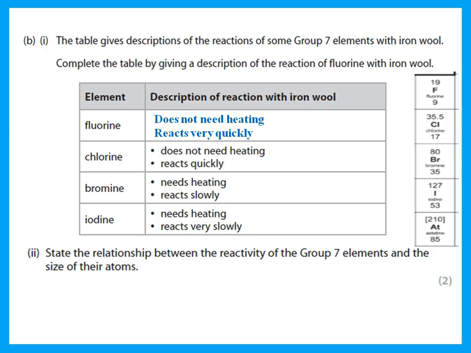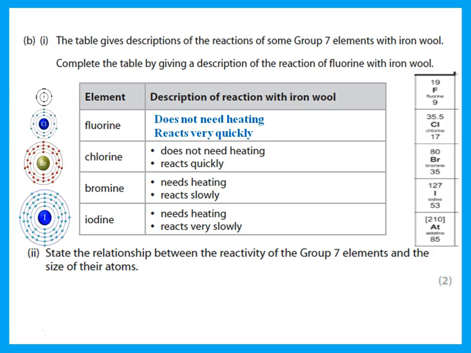State the relationship between the reactivity of group 7 and the size of their atoms. You should remember, in group 7, the one on top is the one that is more reactive. That is because it is the smaller atom, so it is more able to attract electrons. Remember that group 7 are non-metals that attract electrons. So the smaller atom at the top is able to attract electrons to its positive nucleus more than the one at the bottom. So as the atom gets bigger as we go down, the reactivity decreases.